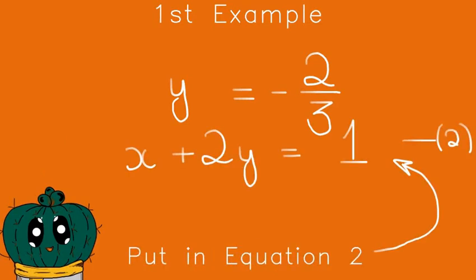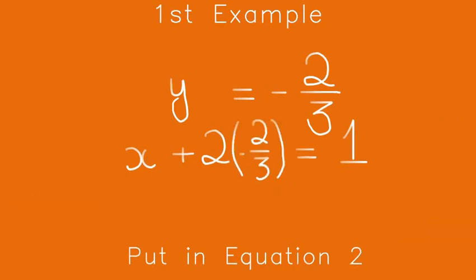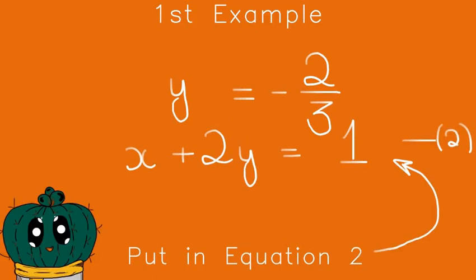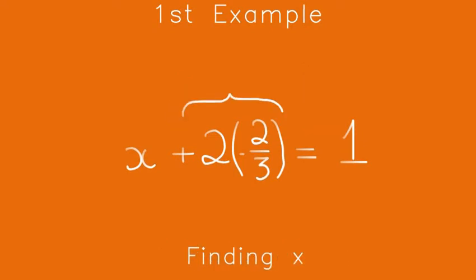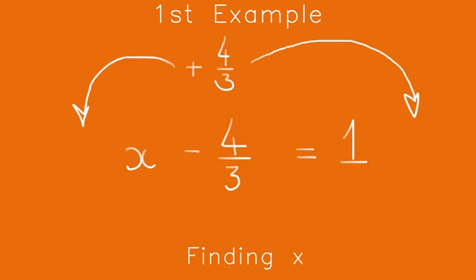So let's again solve the equation. That was the first thing that we wanted to do here. Let's put the value of y into the second equation. So we have put the actual value of y, -2/3, into the second equation. Now let's solve this. 2 times 2 is equal to 4, and a positive and a negative gives us a negative. So -4/3 is what we're left with. So x - 4/3 = 1.